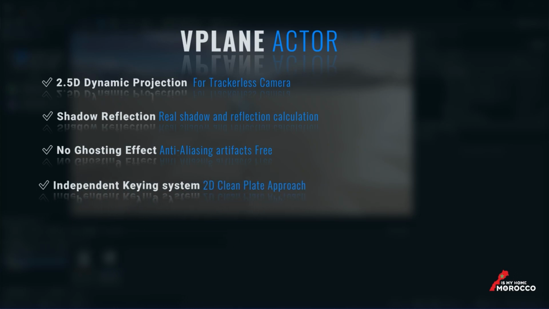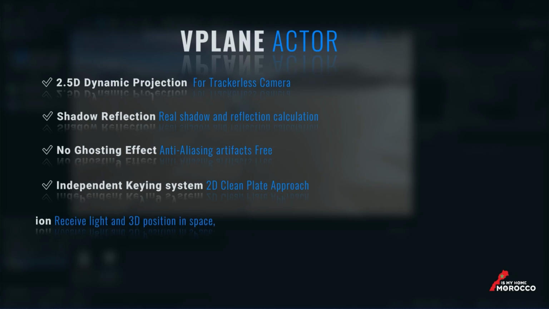Each VPlane Actor integrates its own keying system, reinforced by a 2D clean plate approach, ensuring an independent workflow. For each instance, you can create virtual camera animations in the sequencer freely without being limited by the visual field of a tracked camera. VPlane Actor is a real object living in a virtual scene, completely different from the Composure approach, which is based on layer composition with no existence in the virtual scene.